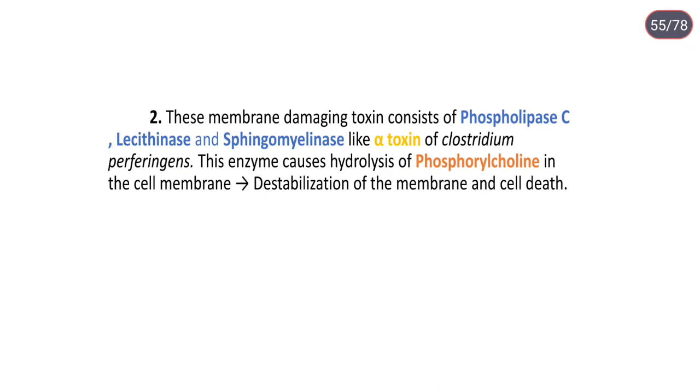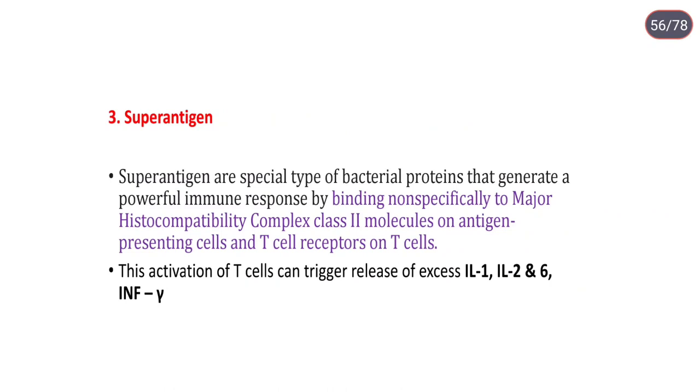And the second type is membrane damaging toxin, which consists of phospholipase C or lecithinase or sphingomyelinase, like alpha toxin of Clostridium perfringens. This causes the hydrolysis of phosphorylcholine of the cell membrane and thus destabilization of the cell membrane, and cell death occurs. Now the last mechanism by which the exotoxin acts is the superantigen system.